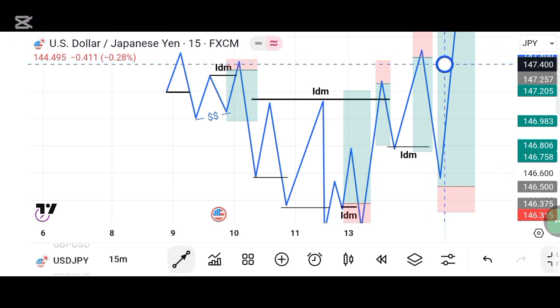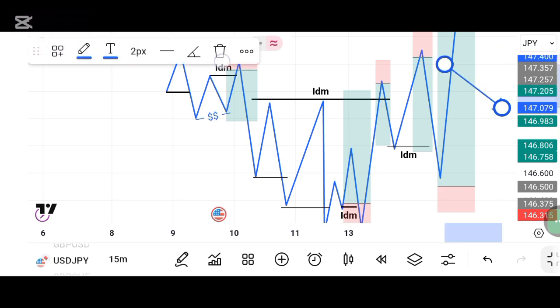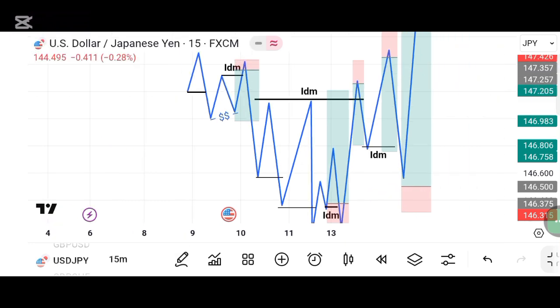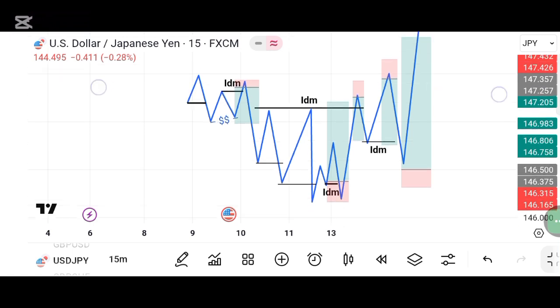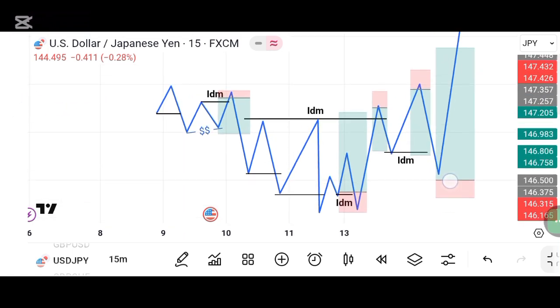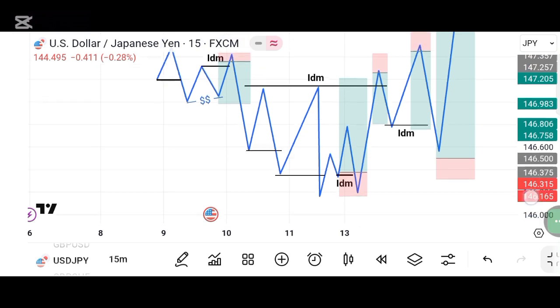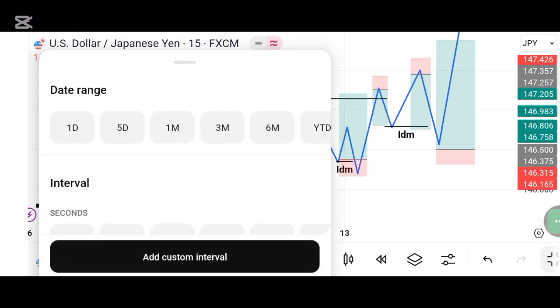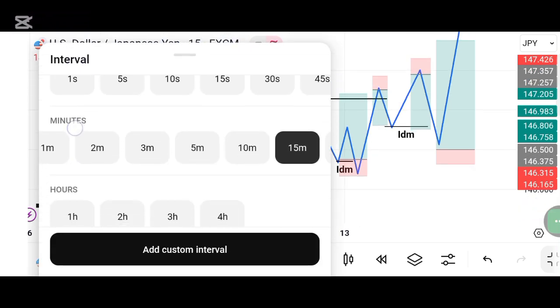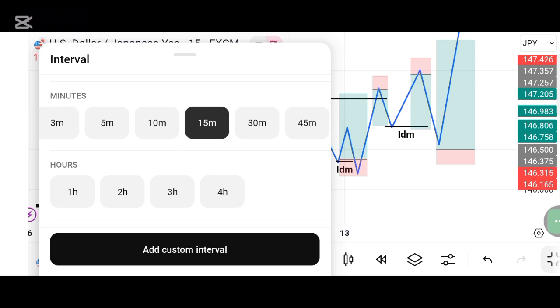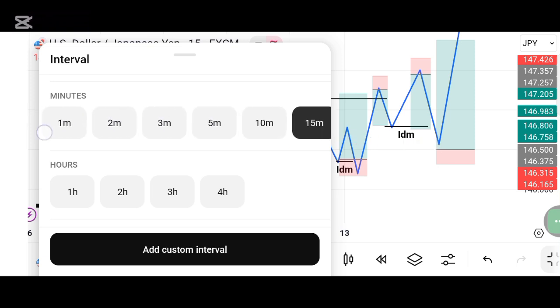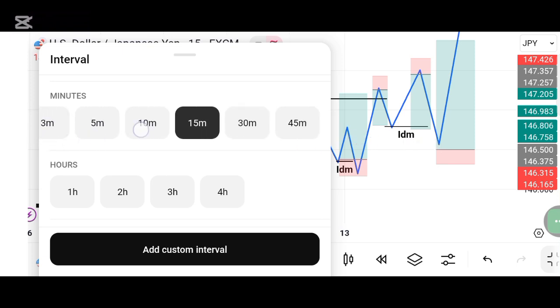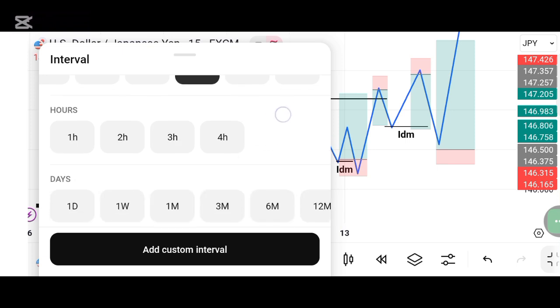So let me take you to the real chart where I have some examples. Before I go to the real chart, I want to say something. I'm not expecting you to really understand it now, but with time, if you think about it, you're going to understand it. Just like we have different time frames around here, we also have different forms of liquidity. We have the 1 minute, 2 minutes, 3 minutes, 5 minutes, 10 minutes, 15 down to 4 hours, like that.